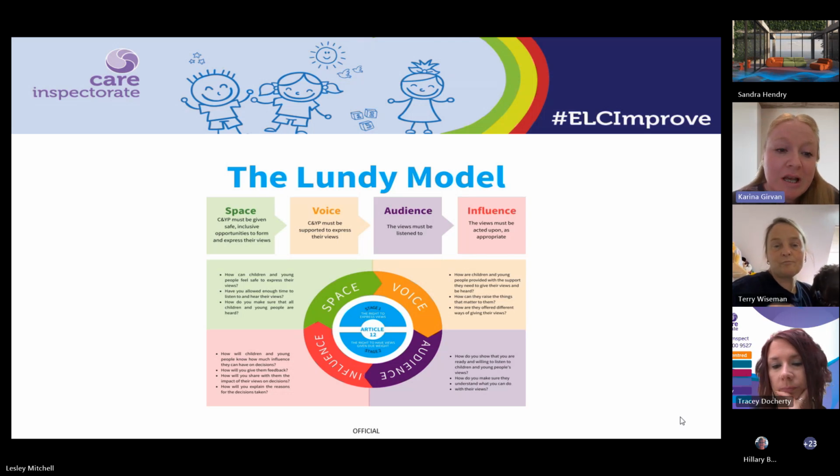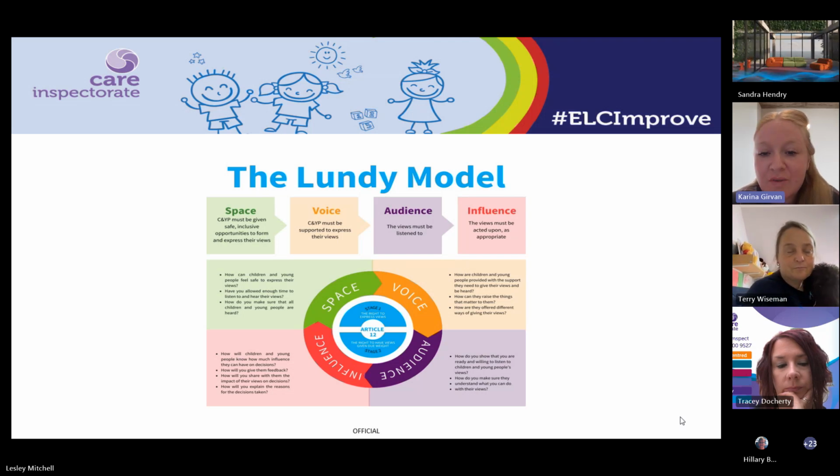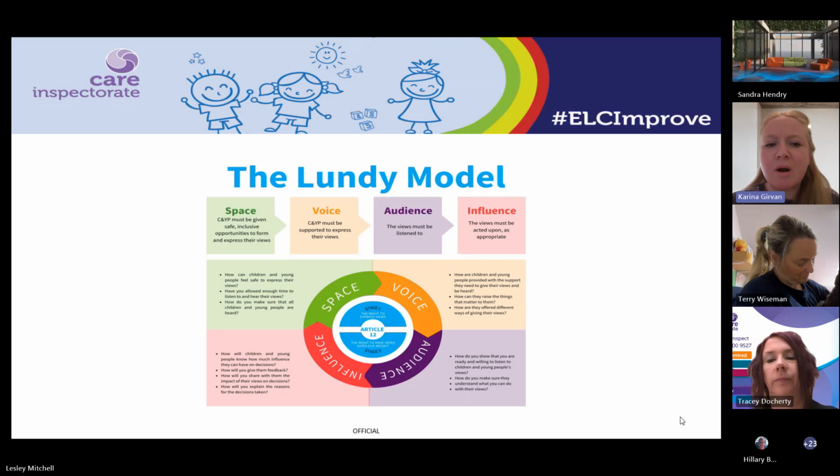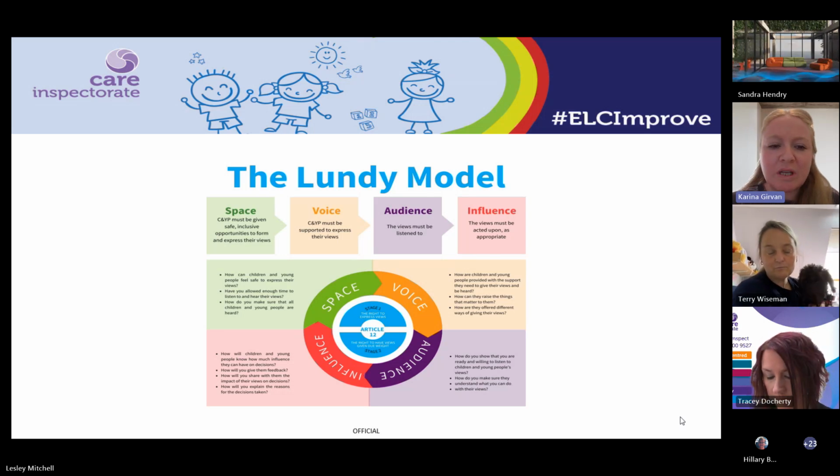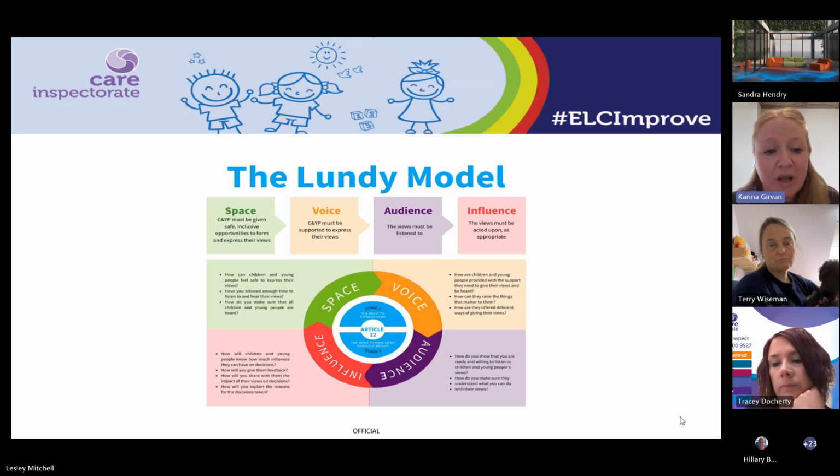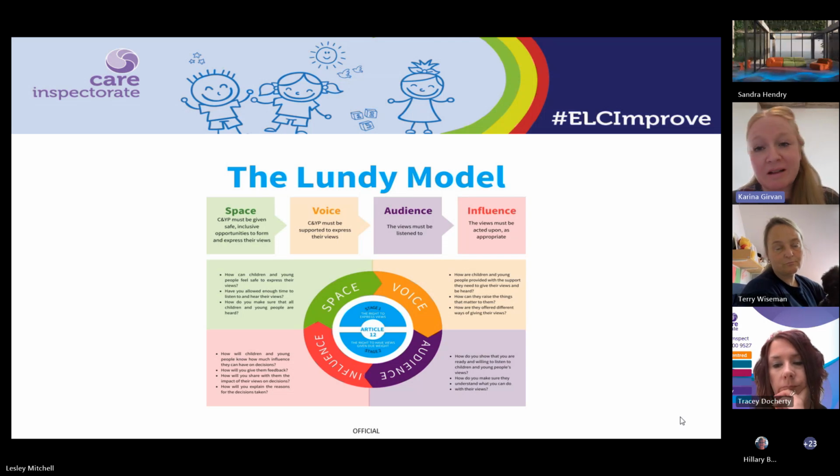So the model suggests that the implementation of Article 12 requires consideration of 4 interrelated concepts. You'll see them here just from the visual on the slide. You've got space, voice, audience, and influence. Space: children must be given the opportunity to express their views. Voice: they must be facilitated to support them to express their views. Audience: their views must be listened to. And then influence: it must be acted upon as appropriate.